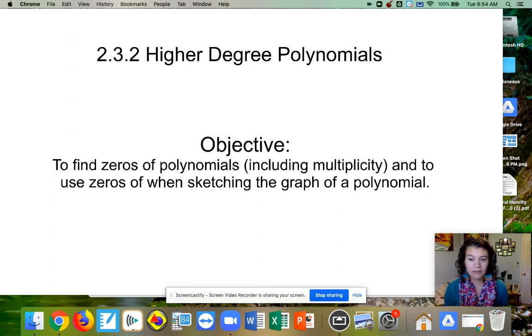All right, so we're doing the rest of 2.3.2 today, higher degree polynomials. And today we're going to find the zeros of polynomials and then what is the multiplicity of those zeros. And then using those zeros to sketch a graph.